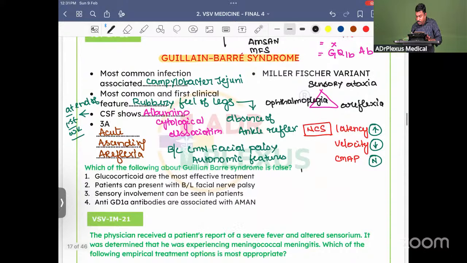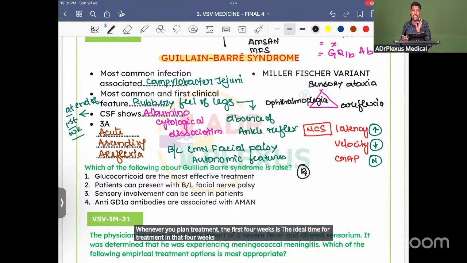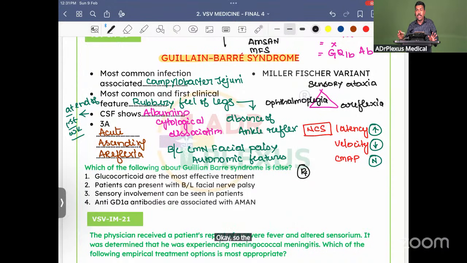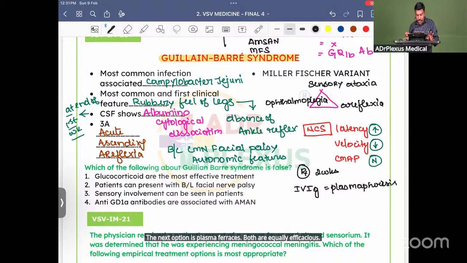What is the treatment? Whenever you plan treatment, the first 4 weeks is the ideal time for treatment. In that 4 weeks, the first 2 weeks is the best time for treatment. We have 2 options here. One is IV immunoglobulin. The next option is plasmapheresis. Both are equally efficacious. Then steroids have no role in treatment.